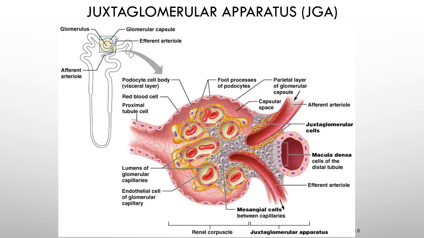And here's the picture that I was referring to. So the afferent arteriole comes in. We have our juxtaglomerular cells that are there. We have our macula densa cells that are there as well. And the macula densa cells are looking at the content as it's coming through that distal convoluted tubule. The juxtaglomerular cells are looking at the pressure and being able to monitor that pressure as it comes in through that afferent arteriole.